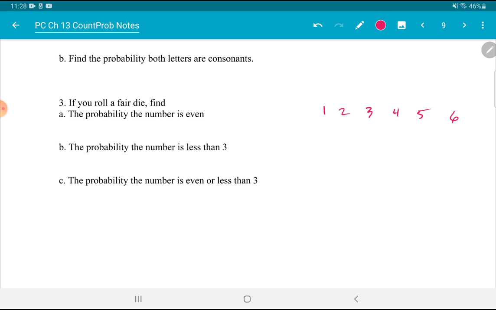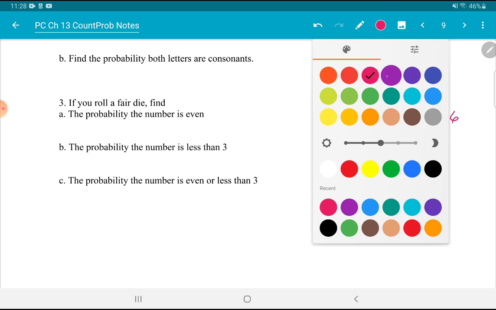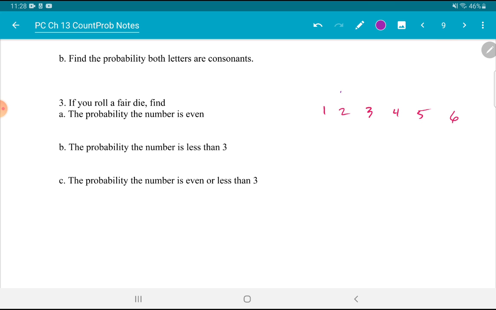Okay? The probability the number is even. If we take a look at our set here, we can see that we have even numbers of 2, 4, 6, so right there we see that there's a total of 3 possibilities that are even out of a total of 6 possibilities overall. And so we see that we have a 1 in 2 chance of getting an even number on a die.